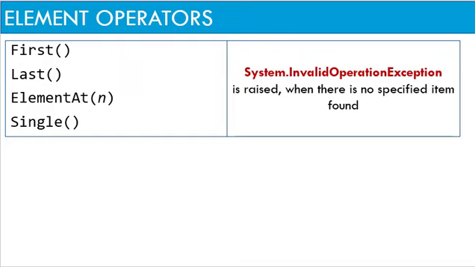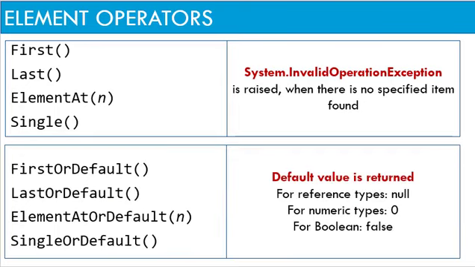The important point to note is that these operators raise an invalid operation exception when there is no specified item found in the input sequence. In the case of the single operator, this exception is also raised when there is more than one element in the input sequence. However, there is another set of element operators which return a default value instead of raising an exception when no specified element is found. For reference types, the default value is null. For numeric types, it is 0. For Boolean type, it is false. These operators are first or default, last or default, element at or default, and single or default.